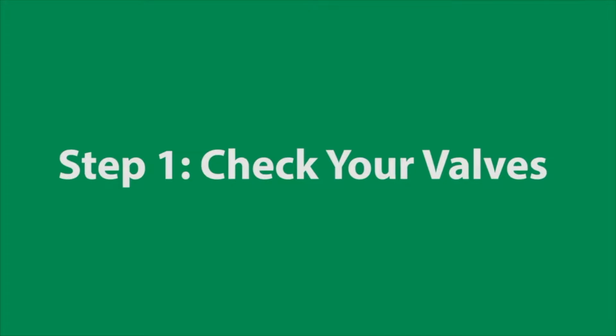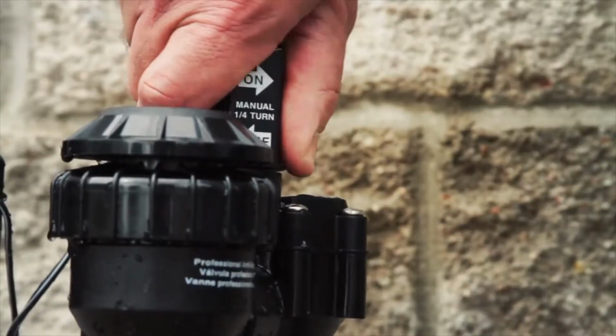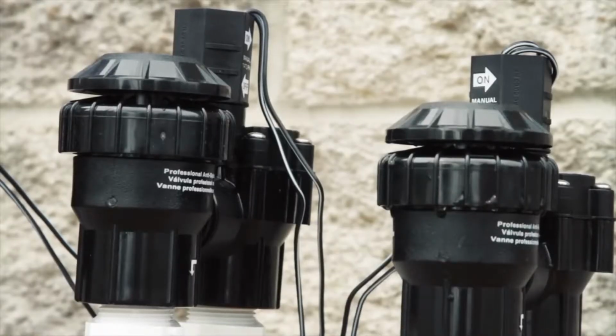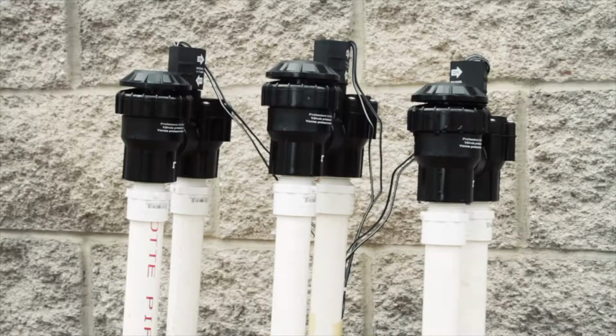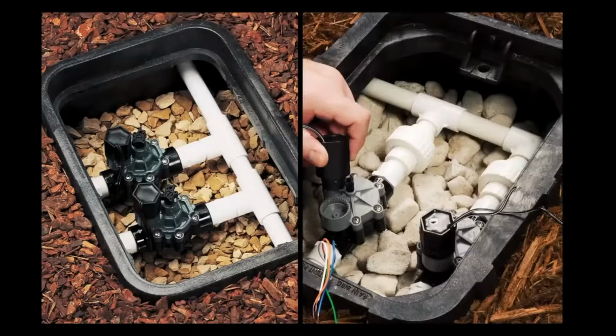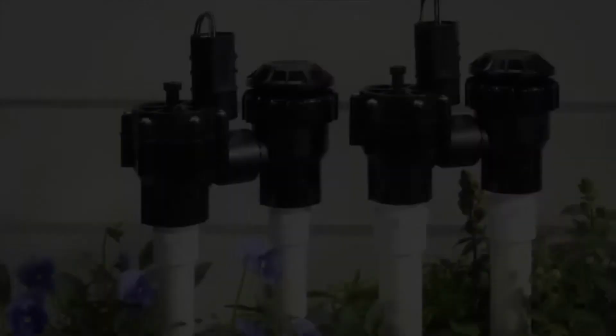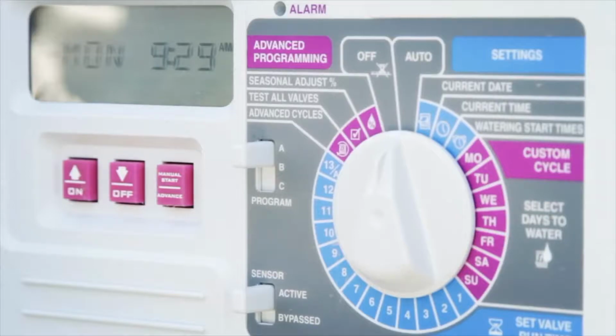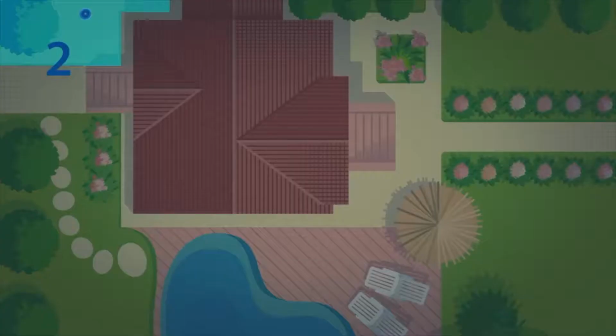Let's start with the valves. Each area of your yard, or zone, is turned on and off with a sprinkler valve. You may have anti-siphon valves that are above ground, or you may use inline valves that are usually located underground in a valve box. Valves are often near each other, close to your irrigation controller, but your valves may be in different areas around your yard.